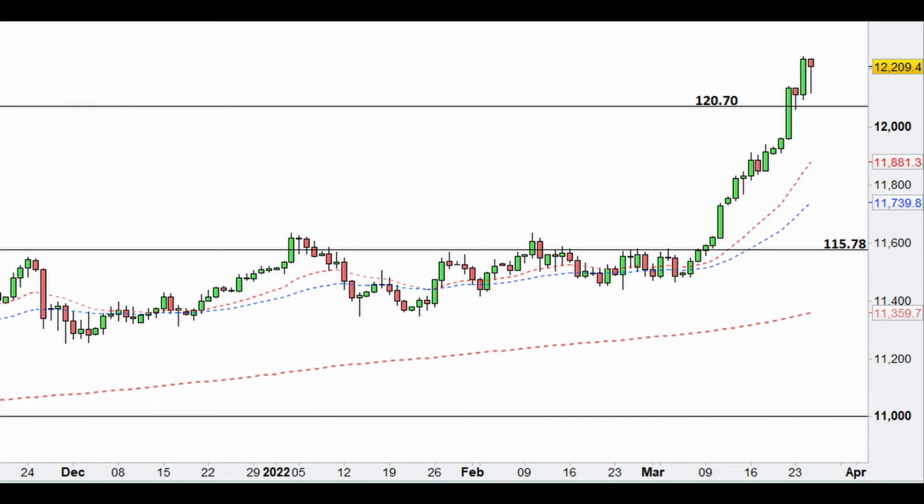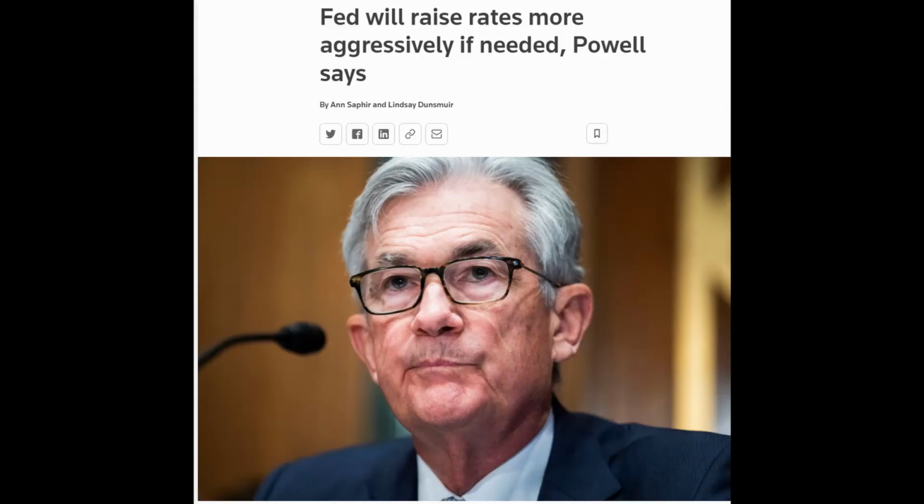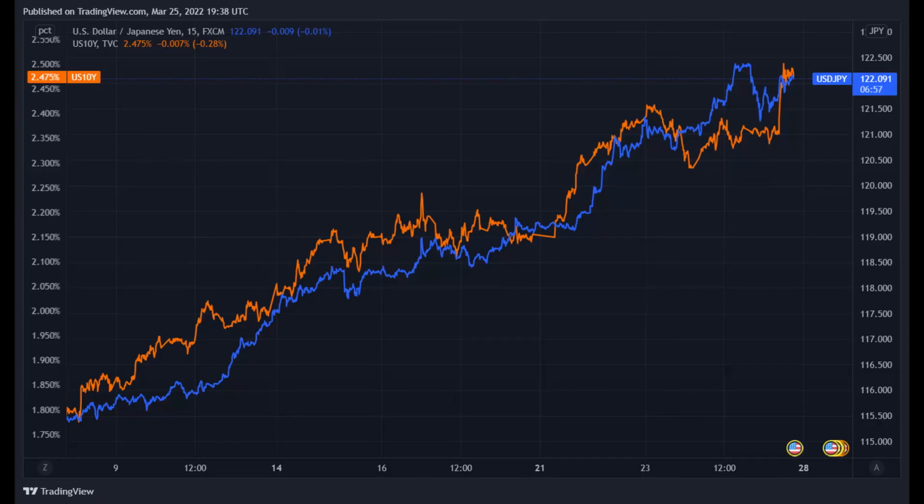Before I finish up, a currency pair that caught my eye this week has been the dollar yen, which has surged. Price broke above the 120.70 to 121 level, touching a high of 122.44. The surge in the dollar yen has been driven by treasury yields as Fed officials continue to talk up rate hikes. Just have a look at this chart between the 10-year yield and the dollar yen. It says it all really. The movement is in sync.